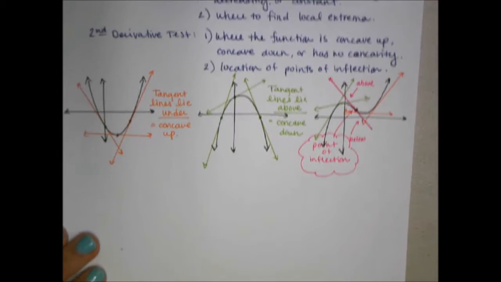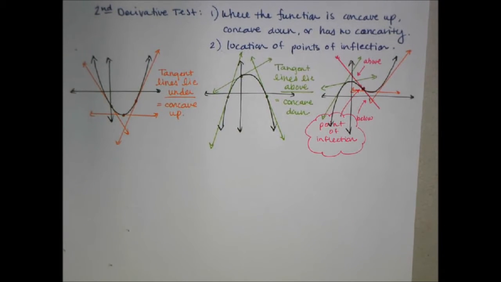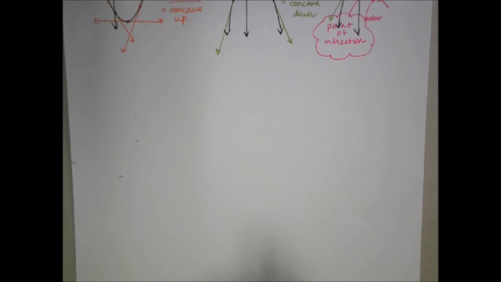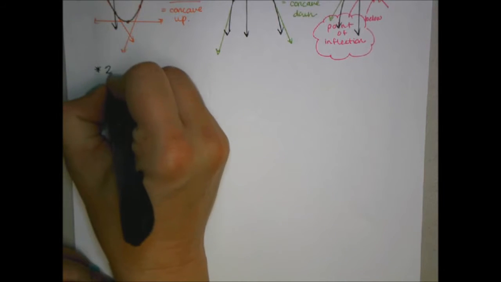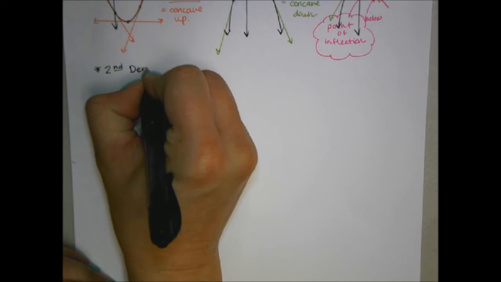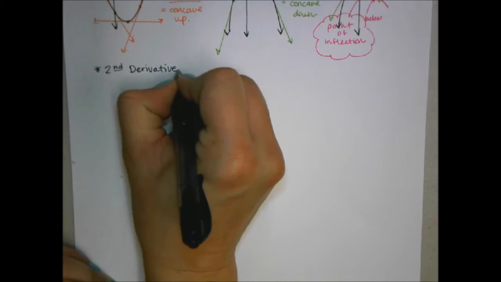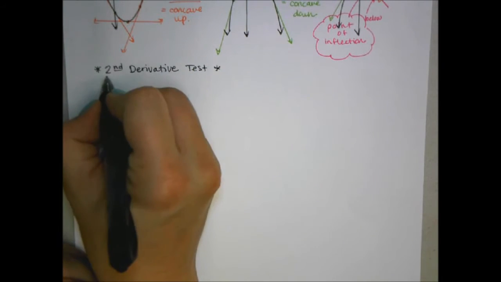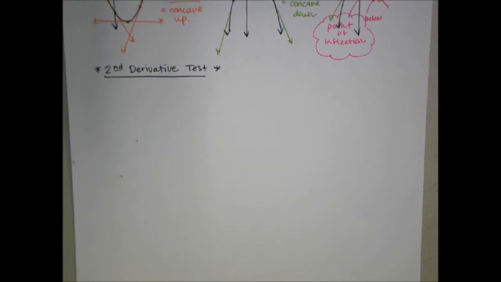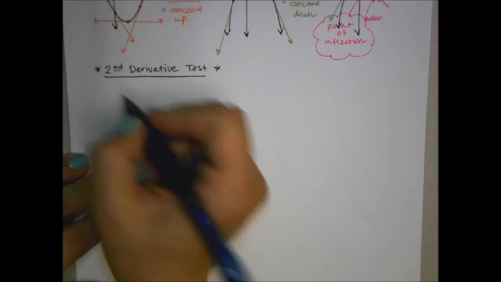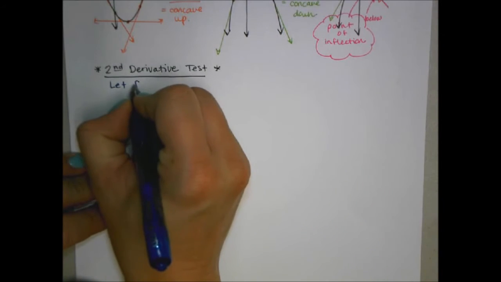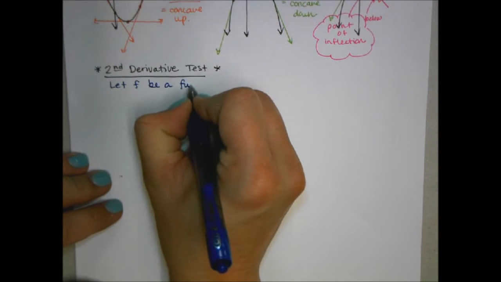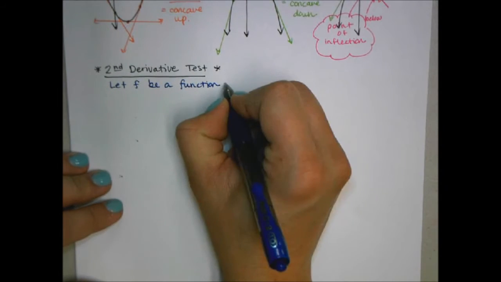All right, so we're going to get into the second derivative test for concavity. What does that look like, and what are we going to do? Let f be a function whose second derivative exists.